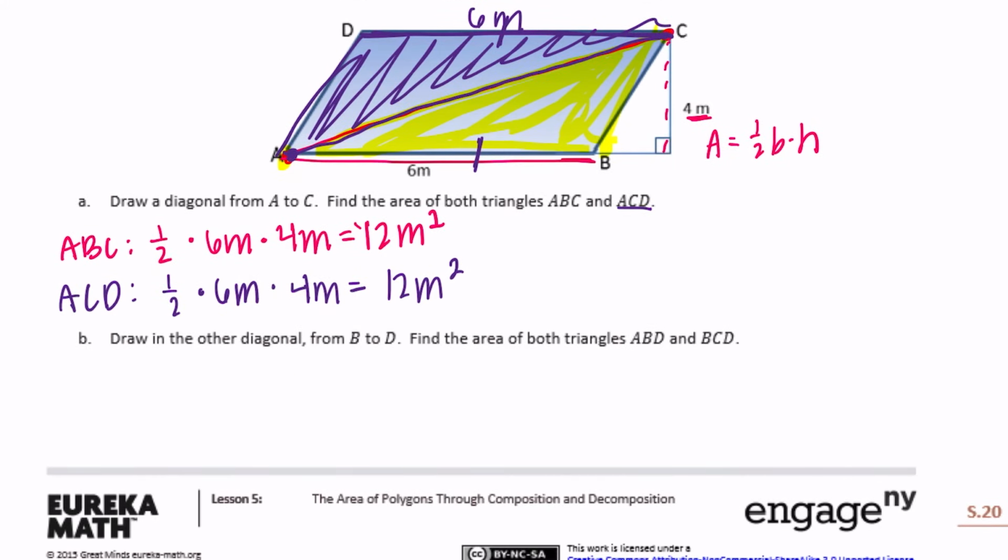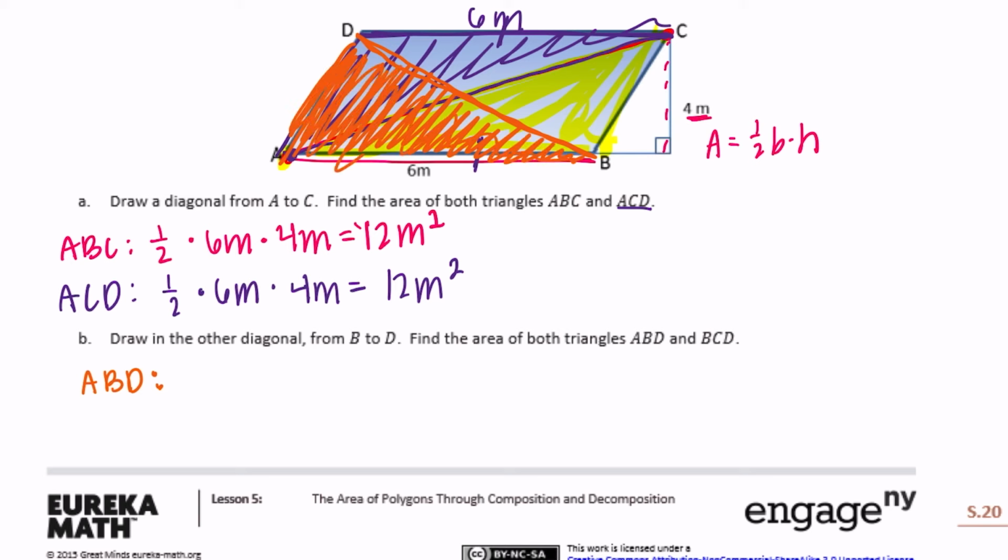Okay, so B says draw in the other diagonal from B to D. It's getting crowded. So the other one from B to D. Find the area of both triangles ABD and BCD. So ABD is going to be this triangle right here. So let's find the area of ABD. So the length is still 6 meters. So 1/2 times 6 meters times the height here is 4 meters again. So that's 12 meters squared.